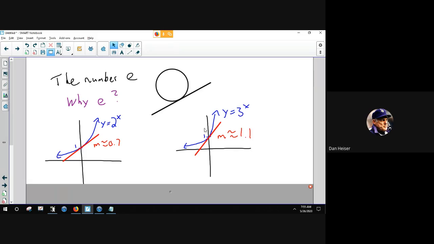Come over here, y equals 3 to the x. That's a sharper rising curve. It's steeper. It rises faster. So at the point (0, 1), the slope of this tangent has increased because this curve is rising faster. Its slope is approximately 1.1. And again, we'll deal with how we get that number later on. It's not important for today.